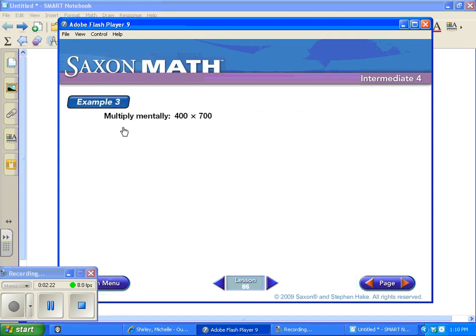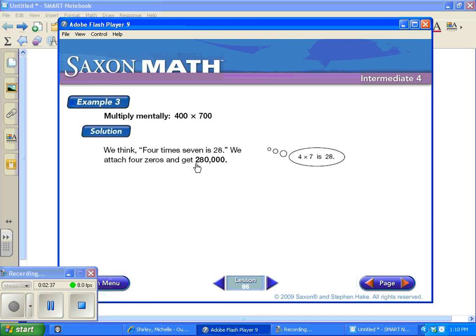Okay, example 3. 400 times 700. We're just going to look at the 4 times 7. That's 28. But how many zeros are we going to tack to the end? We're going to add 4 zeros to the end. So here we go. Here's the 28 and 1, 2, 3, 4. And it helps if you put in your comma. It makes it easier to read. 280,000.